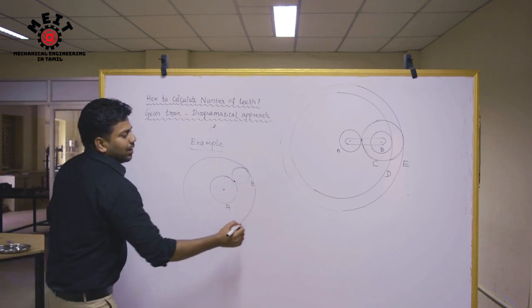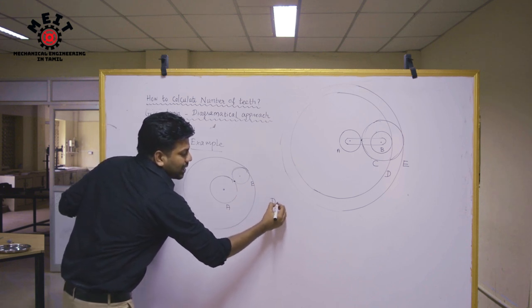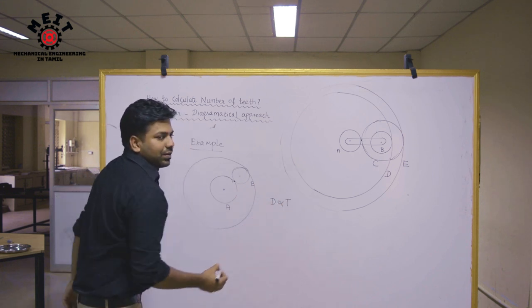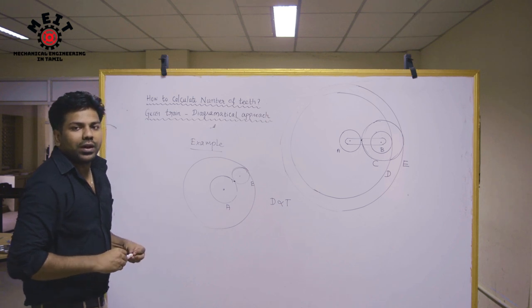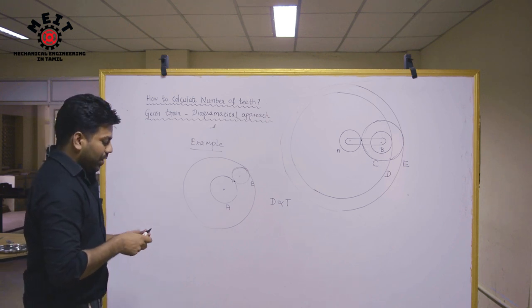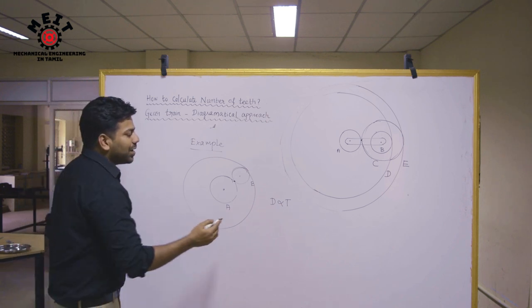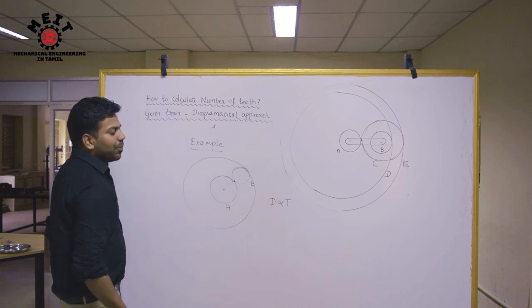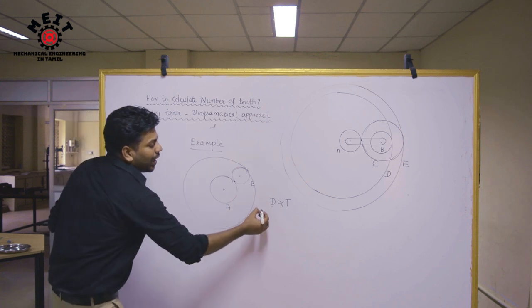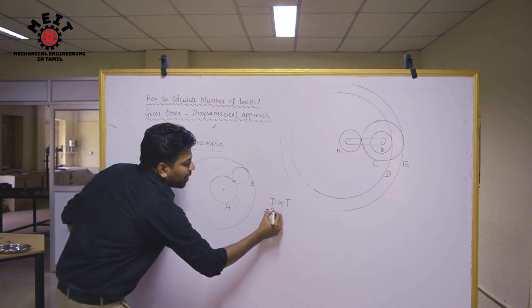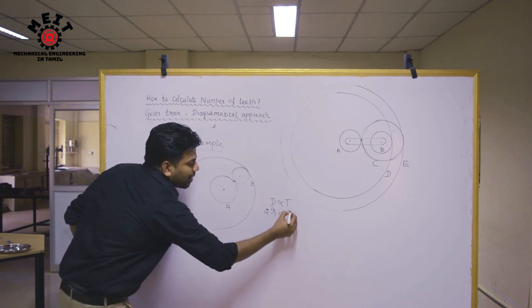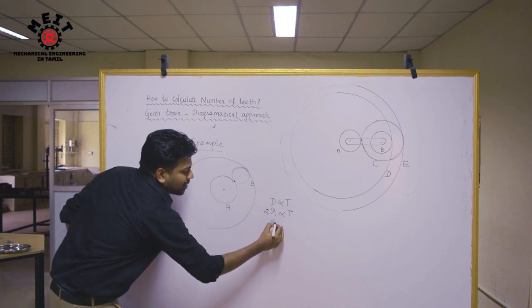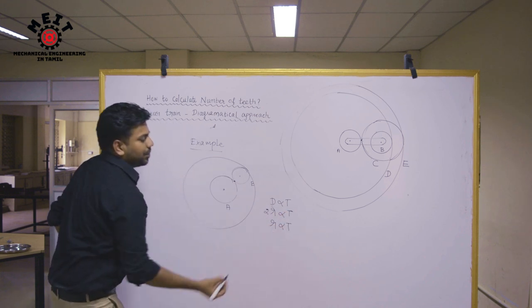So here we know that the diameter is directly proportional to the number of teeth. The gear's diameter is proportional to its number of teeth. If the gear is big and its diameter is large, then its number of teeth is higher. If the diameter is small, then the number of teeth is lower. And diameter is nothing but 2 times the radius. That is also directly proportional to the number of teeth. So radius is directly proportional to the number of teeth.